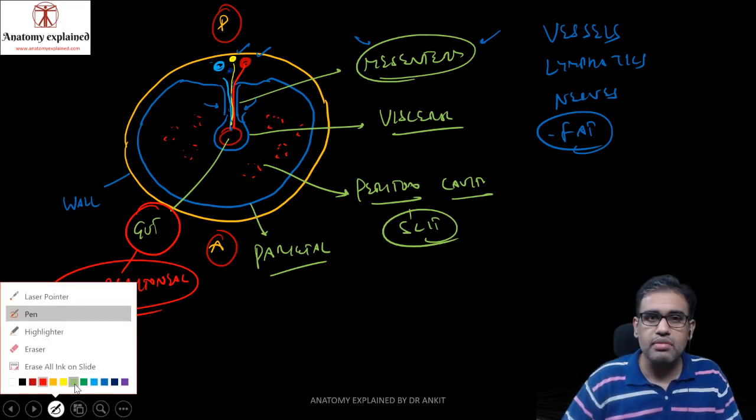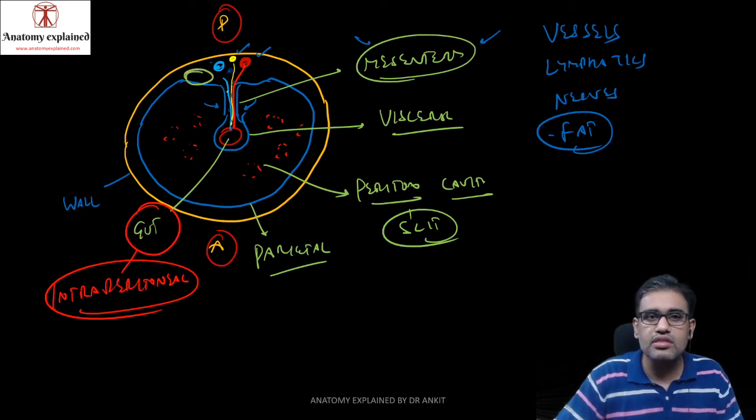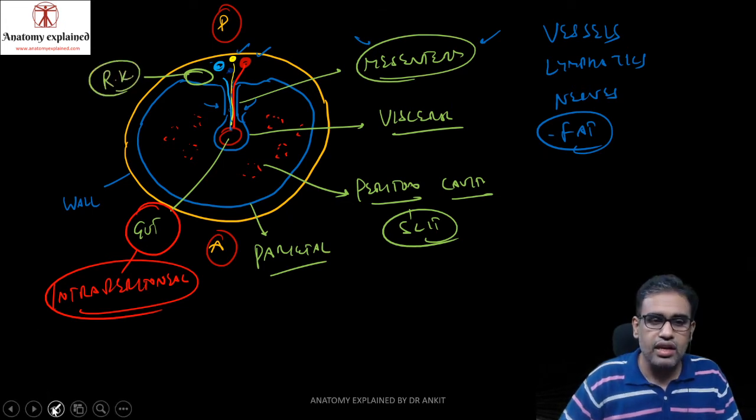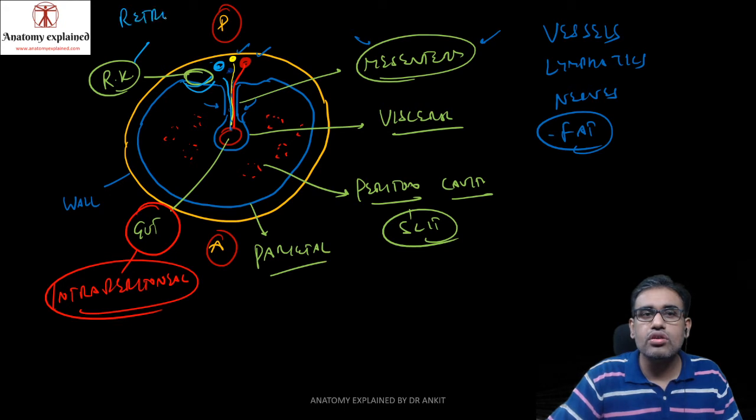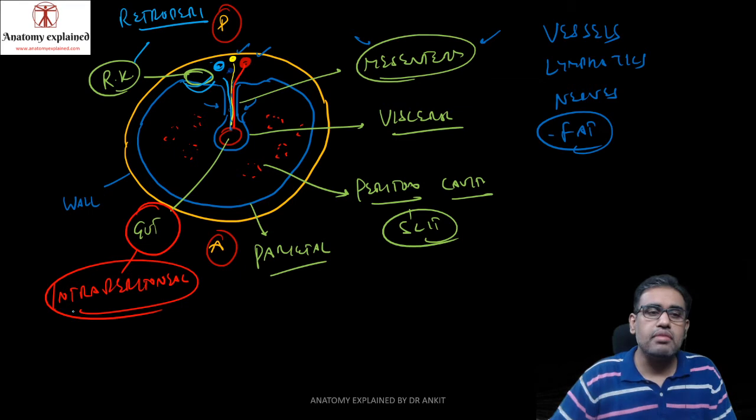Let me just make this organ over here. Let us suppose this is a right kidney. So this is RK, that is right kidney. Now this RK, or right kidney, is only surrounded by the peritoneum on its anterior side. Therefore these sort of organs are known as retroperitoneal. Retro means behind, intra means inside.